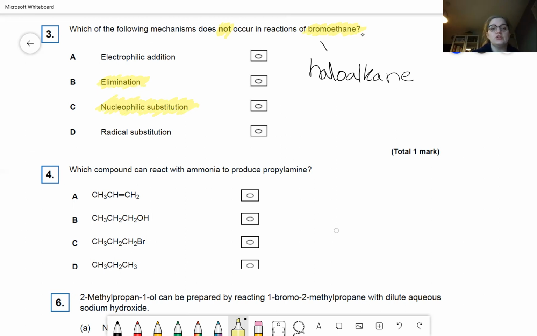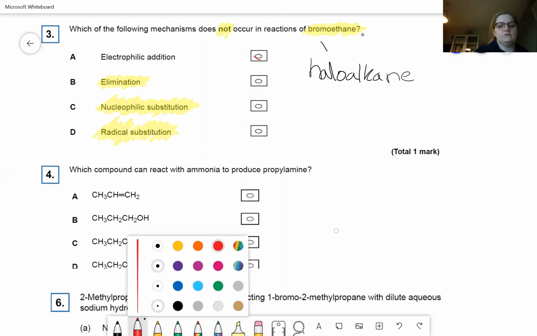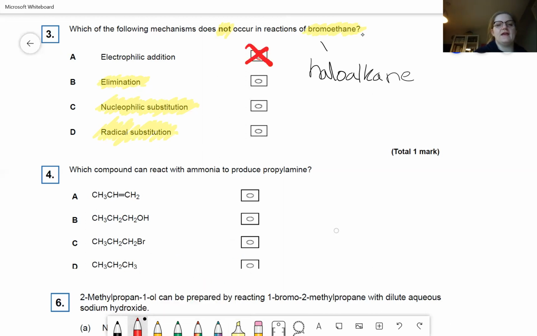We have radical substitution. Well, we did radical substitution the other day. Free radical substitution can occur in reactions of bromomethane because we can use it to make bromomethane, and then it goes to that propagation stage. The more bromomethane that's made, the more we can make, and it's that propagation part. So we know it's not radical substitution. So therefore, it has to be electrophilic addition, and that'll get you 1 mark.